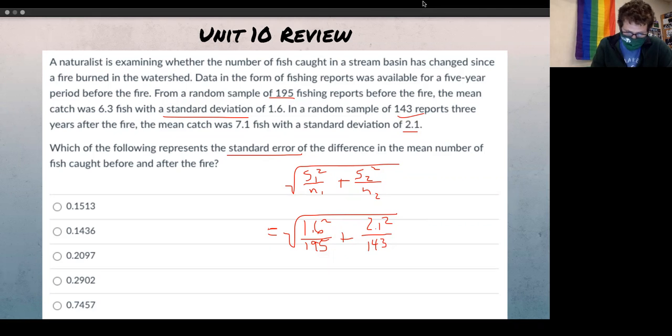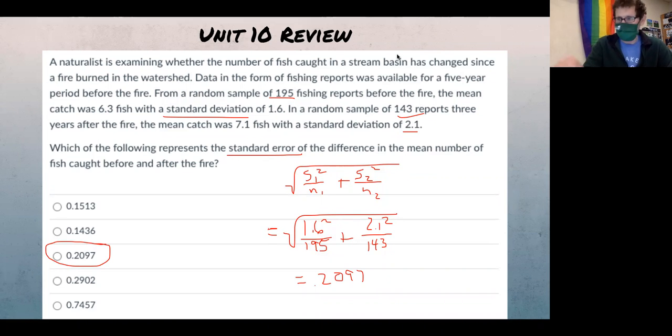When you do this math, what I got was 0.2097. And of the people who answered, most of them said that. If I made an error in calculation, we can find that. But 0.2097 is what I came up with. At the very least, you can see what the correct process here should be.